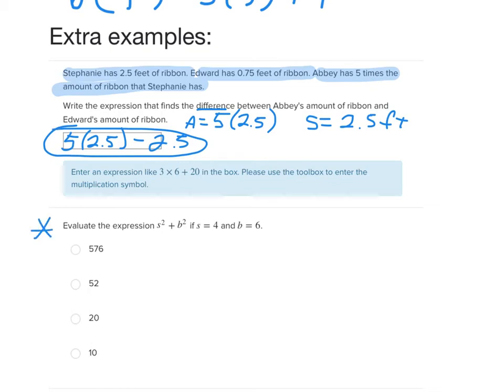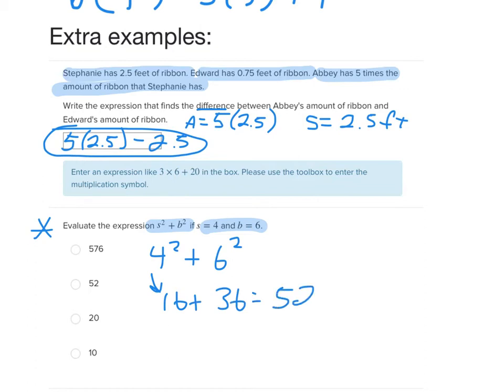Next problem. Evaluate the expression s squared plus b squared if s equals 4 and b equals 6. So just replace the variables. Write it down. S squared becomes 4 squared plus b squared becomes 6 squared. Now I'm going to evaluate the exponents first. So 4 squared is 16. 6 squared is 36. Those add up to 52. There's a correct answer.